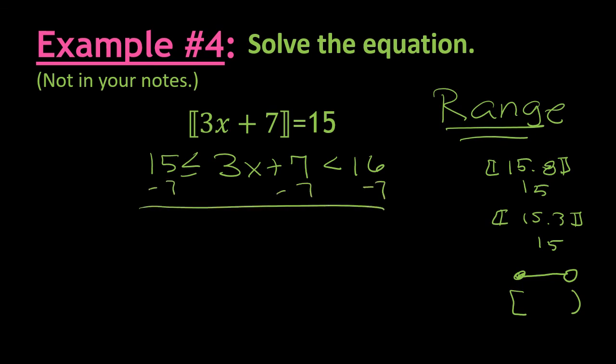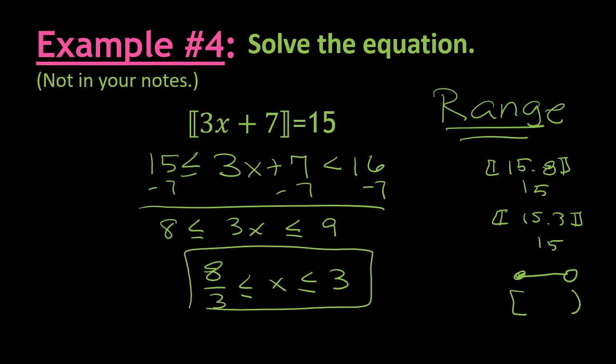So I'll zip through that. You have 8 less than or equal to 3x less than or equal to 9, divide by 3. So here you have 8/3 is less than or equal to x is less than or equal to 3. So basically any number greater than or equal to 8/3 or less than or equal to 3, when you substitute it into this problem, will give you a greatest integer value of 15.